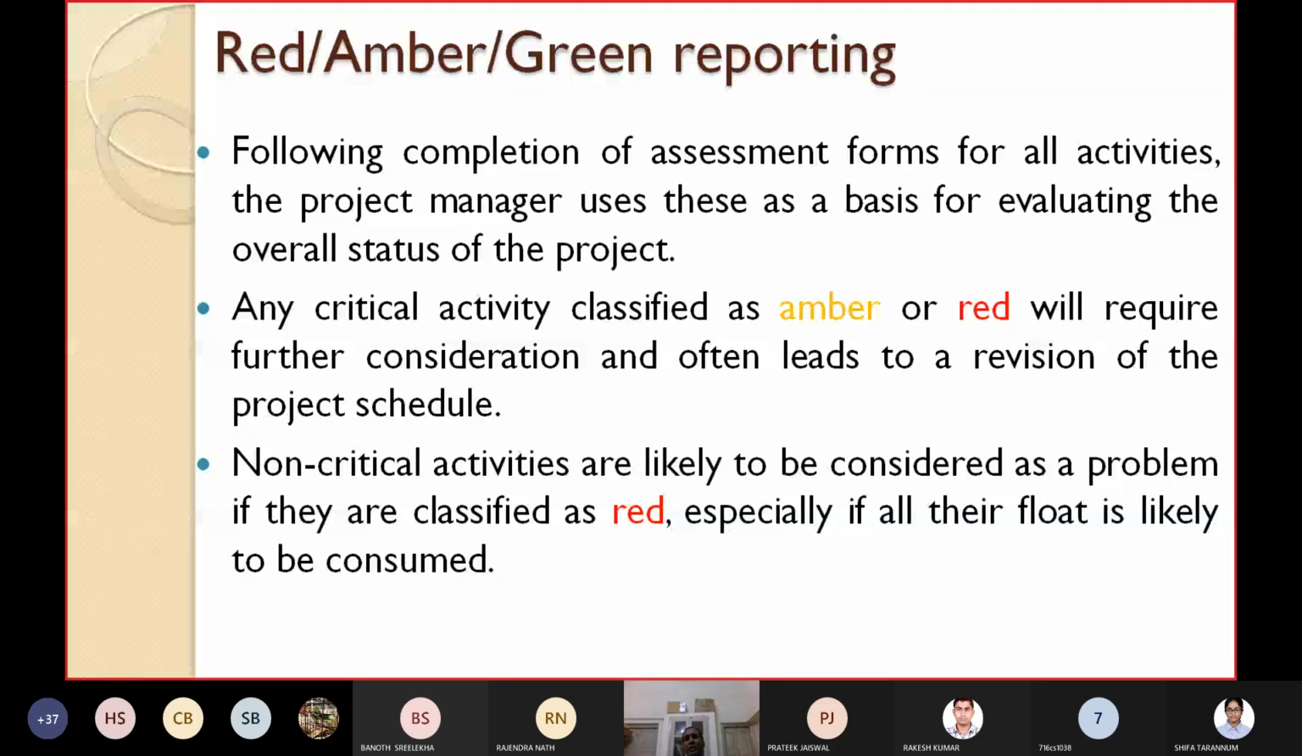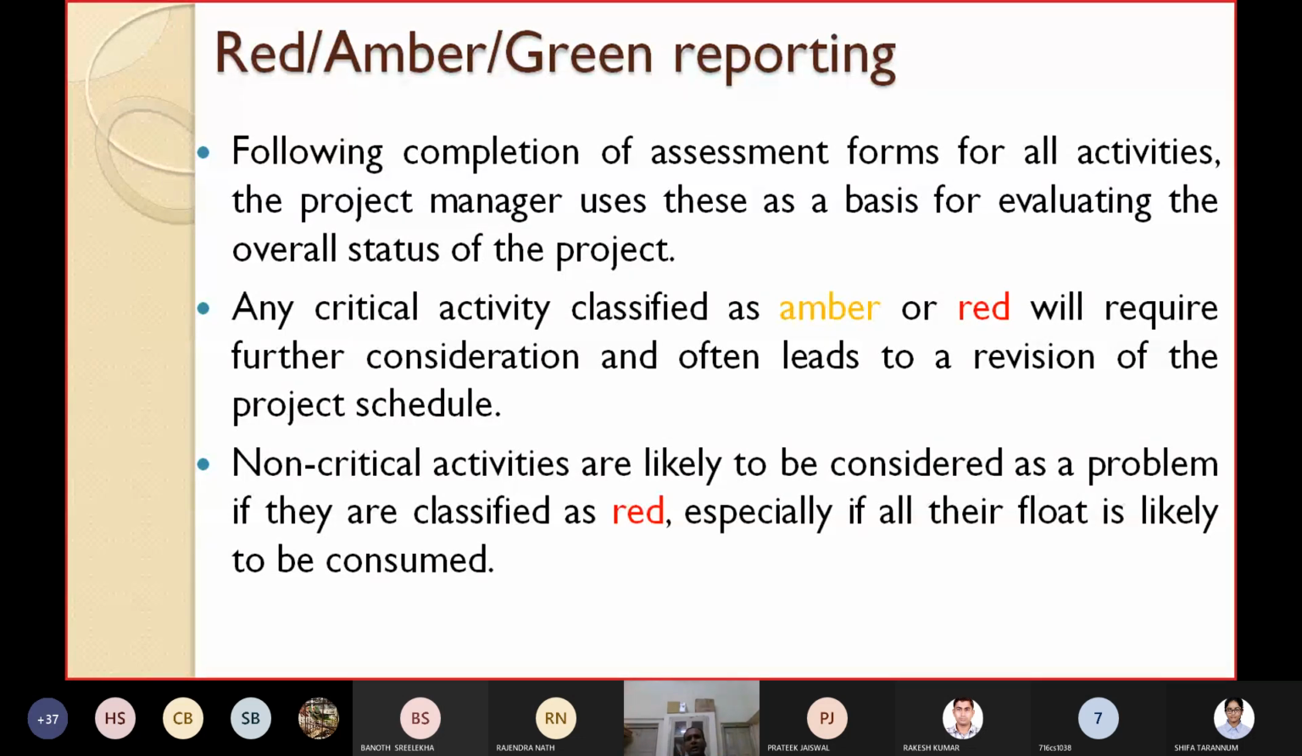So you have to now rethink, replan, revise the plan, or take remedial action. The non-critical activities are likely to be considered a problem if they are classified as red, particularly if all their float is likely to be consumed within a few days. Then you should take precautionary action, because once this float comes to zero, that non-critical activity will become critical, and you cannot afford even 1 day of delay, because the whole project will be delayed. So you have to give particular attention to the non-critical activities if their float is likely to be consumed soon.